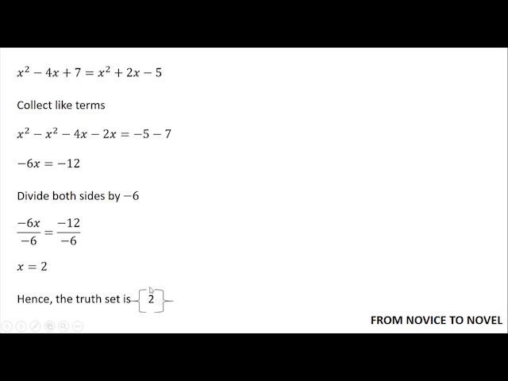Because sometimes you might have more than one answer for x. So all those answers that you have for x, you enclose them in a curly bracket, and that makes it a set. So that's the final answer. I hope you are able to follow that.